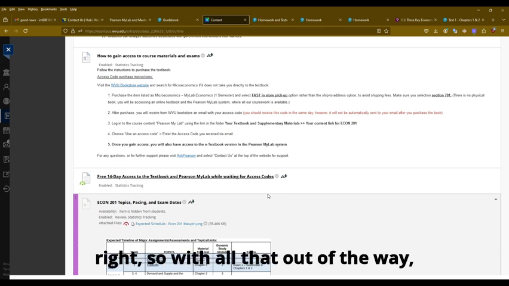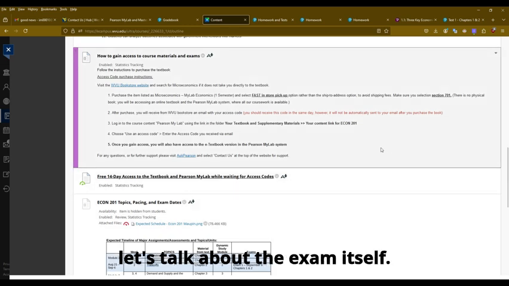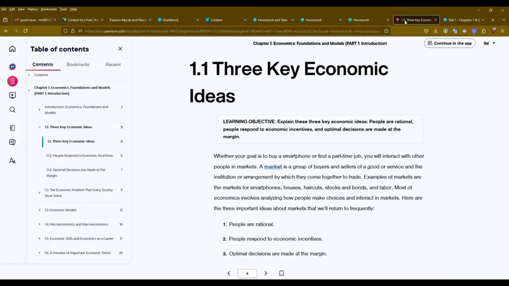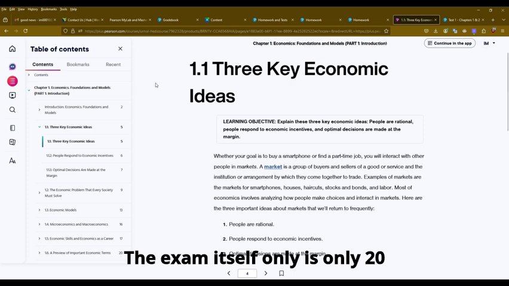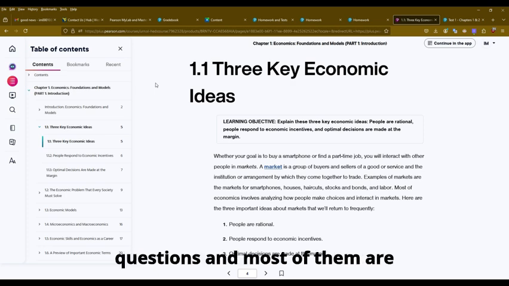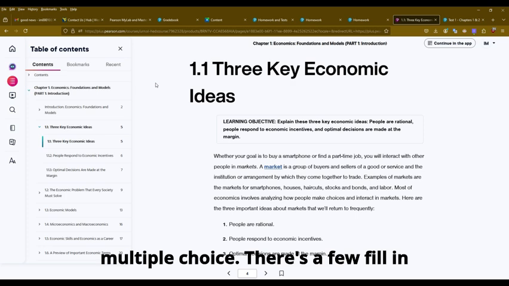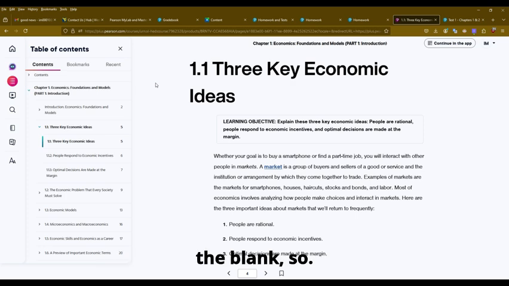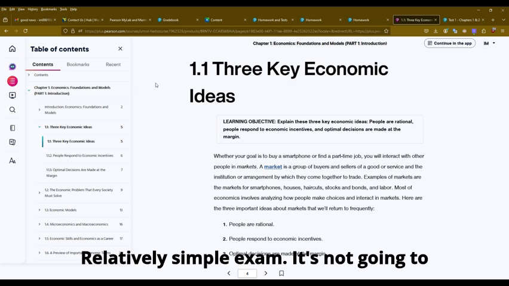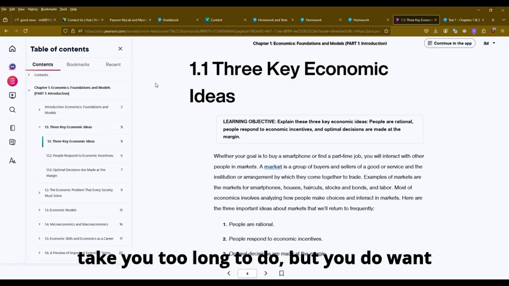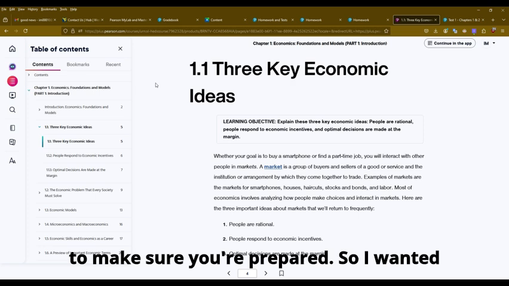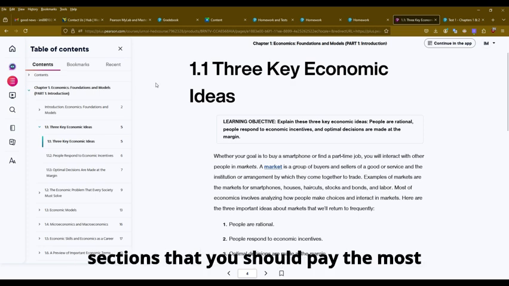All right, so with all that out of the way, let's talk about the exam itself. The exam itself is only 20 questions, and most of them are multiple choice. There's a few fill in the blank. So it's a relatively simple exam. It's not going to take you too long to do, but you do want to make sure you're prepared. So I wanted to go through the book and highlight the sections that you should pay the most attention to.